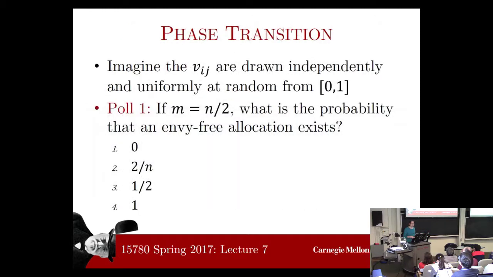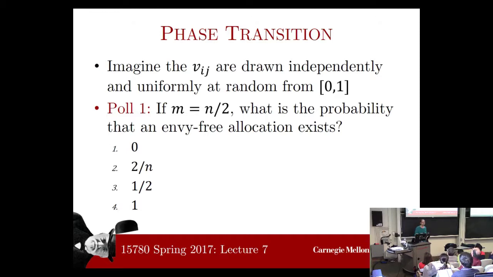So to see the intuition here, I want to go through 2 polls and get you thinking a bit. We said we might have a problem in the worst case that there is no envy-free allocation. But let's imagine that we don't get to construct our example. We're in this random regime where every player has a random value, Vij, for player j, which is drawn uniformly at random and independently in 0, 1. So every player has a random value for every item independently in 0, 1.